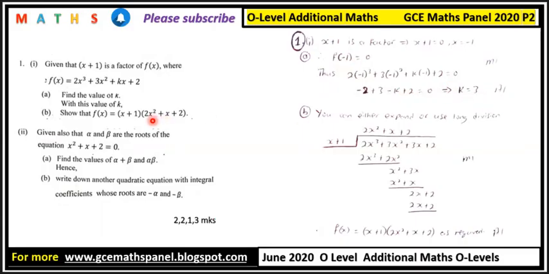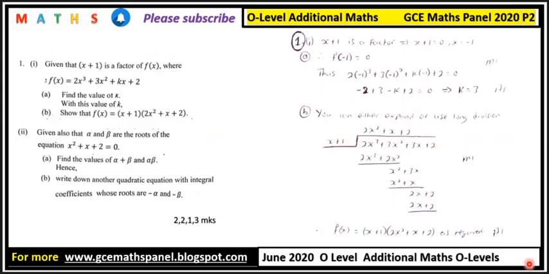The B part says we show that f of x equals x plus 1 into 2x squared plus x plus 2. So we can use long division. We can equally expand and replace this value of k, which you have here, to show. Here I'm using long division. So by long division, when we divide, we have the quotient to be equal to 2x squared plus x plus 2. And you can see that the remainder here is 0. Why? Because x plus 1 is a factor.